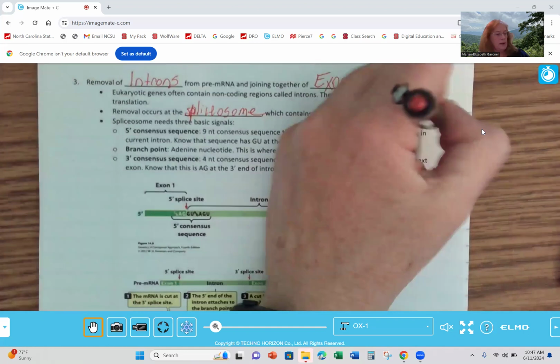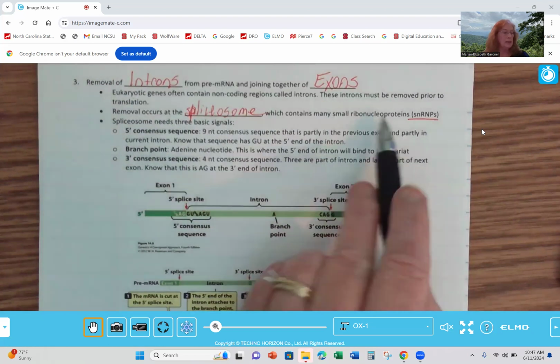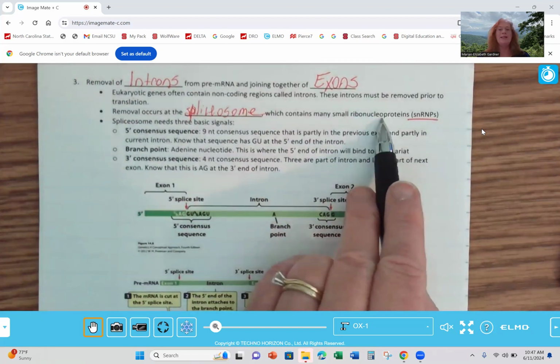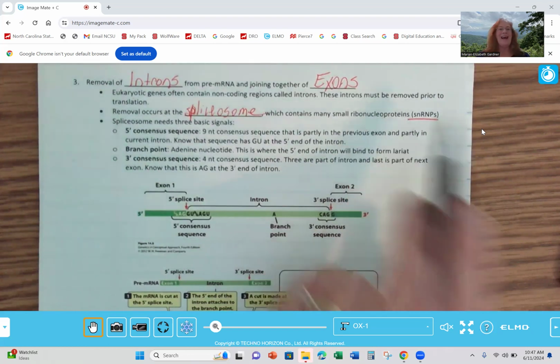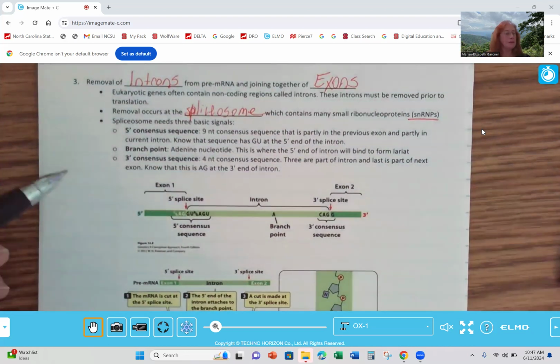And this is where the small nuclear RNAs come into play. Those small nuclear RNAs complex with proteins to form small ribonucleoproteins. And those are very important for holding the messenger RNA parts into position so that as the intron is removed, the exons are joined together.